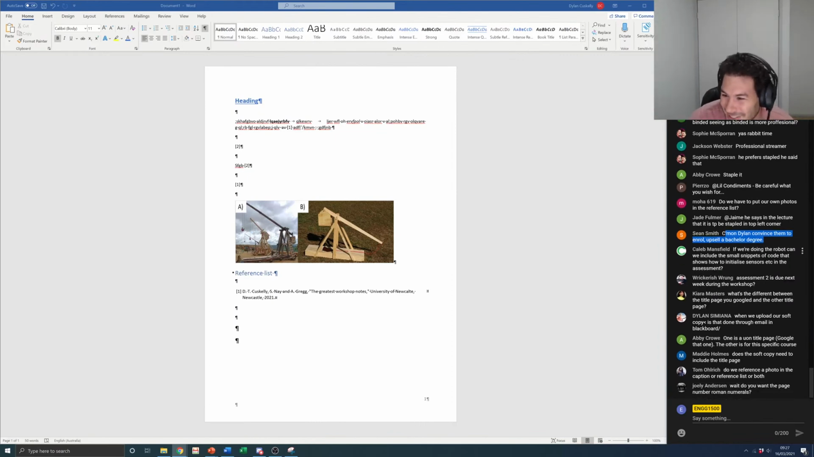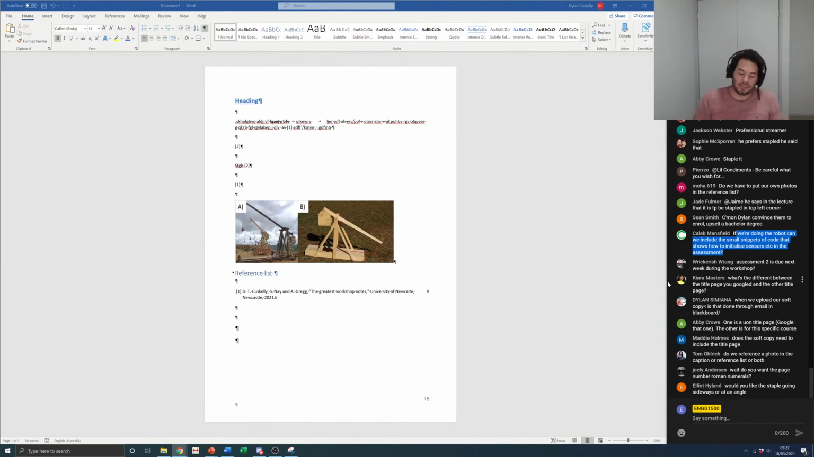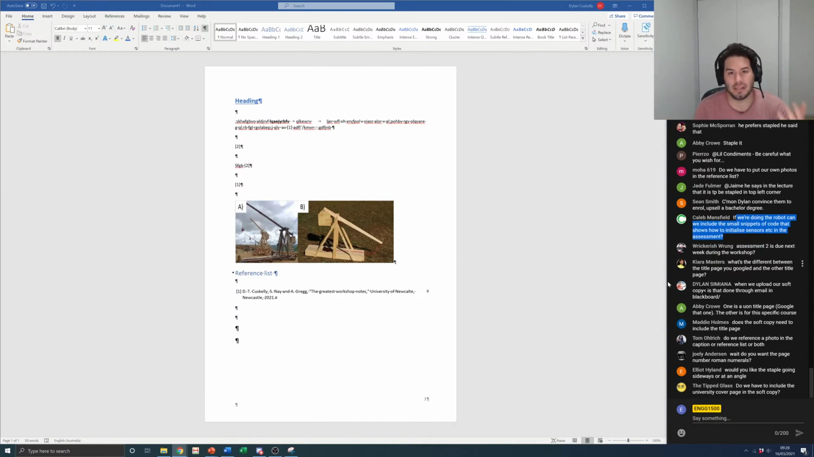I'm not a salesperson. If we're doing the robot, can we include small snippets of code that shows how to initialize sensors? Yeah, you can. So both for any of the coding projects, so medical or robot, a small snippet of code is fine. Particularly if it's really informative and if something needs to be code for it to make sense, perfectly happy for you to do that. But keep it really small and have a deliberate reason why you want to include it. Otherwise, pseudocode that stuff.